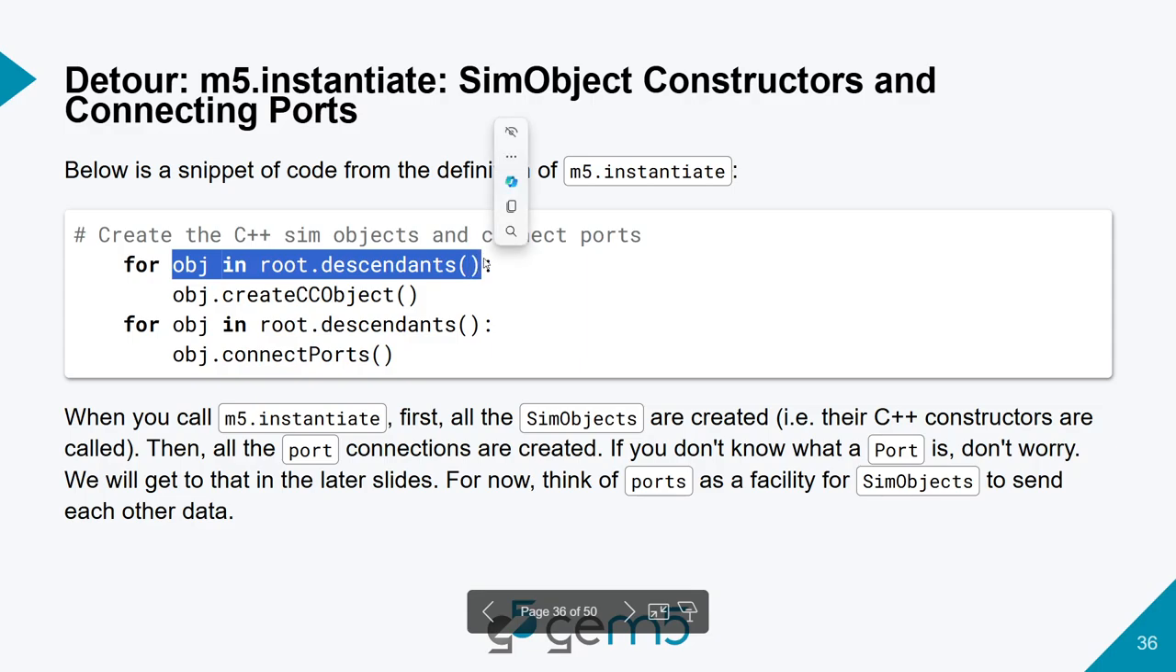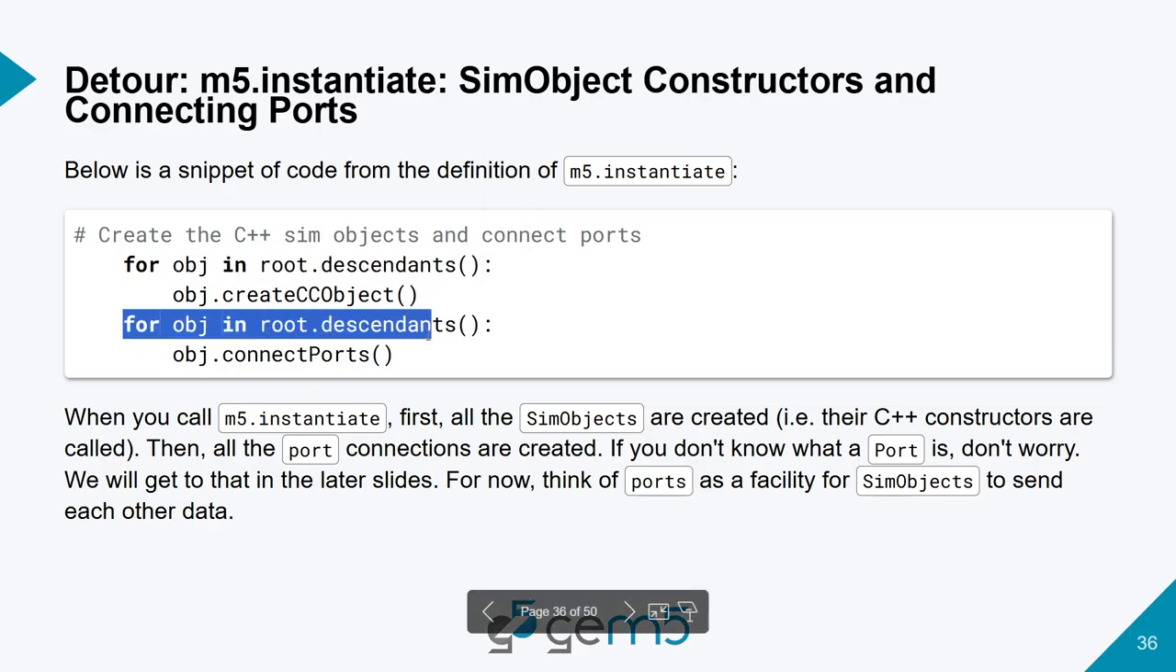So in that for loop, objects are at the Python level, and when you call createCCObjects, they create their C++ counterpart. And then the next step is going through all the objects again and connecting ports. So for example, when you connect the CPU dcache port to a dcache, this is when the ports are actually connected, meaning that the equal signs in Python become pointers being set in C++.